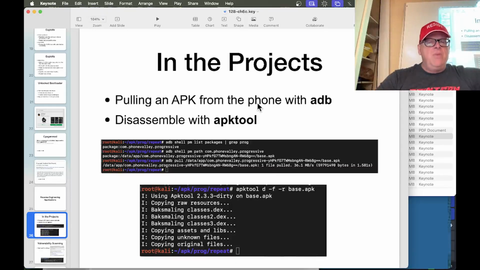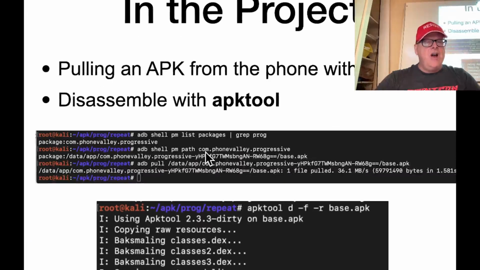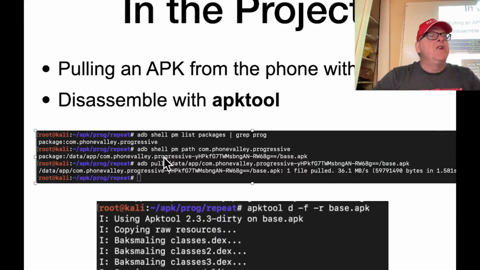So you can pull an APK from the phone. You can do ADB shell, PM list packages, and that will show you all the apps on the phone. And I can use grep to get only ones that contain prog, so I see the progressive app, com.phonevalue.progressive. Then I can get the path to it, which is this, it's always in the /data folder, and then it's got a name here which includes some random characters for some reason, but that's where it is. So now that I know where it is, I can do ADB pull, and that will pull the app off the phone and put it on my Linux system, whatever system I'm running ADB from, so I can analyze it.